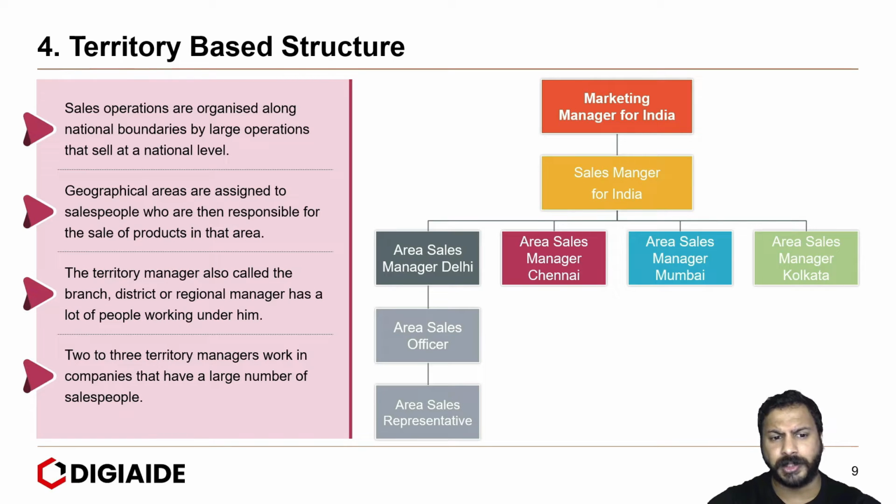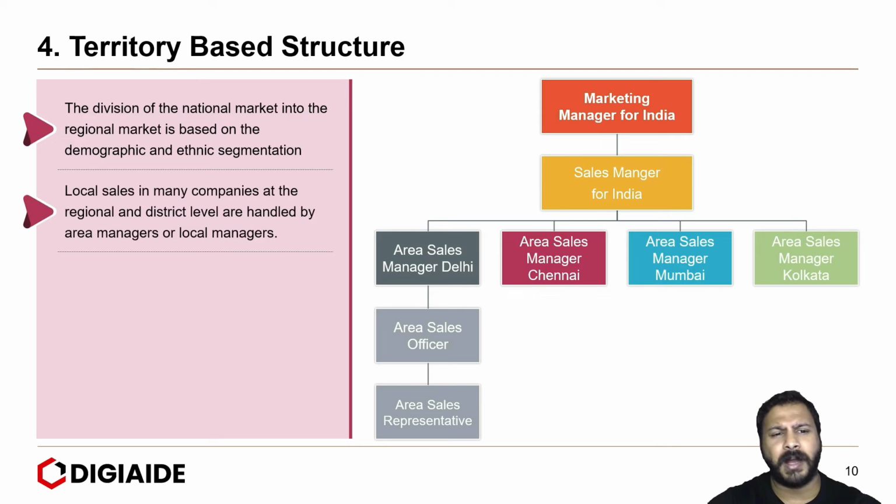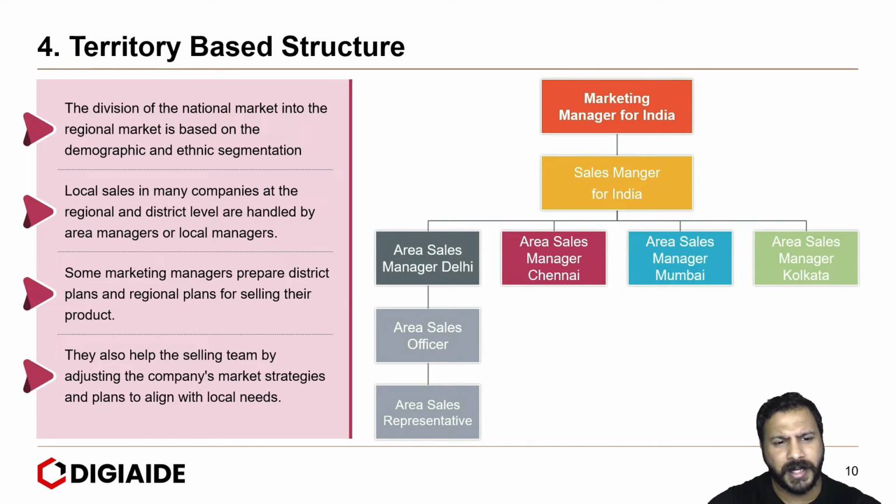Two to three territory managers work in companies that have a large number of salespeople. The division of the national market into regional market is ideally based on demographic and ethnic segmentation. Local sales in many companies at the regional and district level are handled by area managers or local managers. Some marketing managers prepare district plans and regional plans for selling the product. They also help the selling team by adjusting the company's marketing strategy and plans to align with local and regional needs.